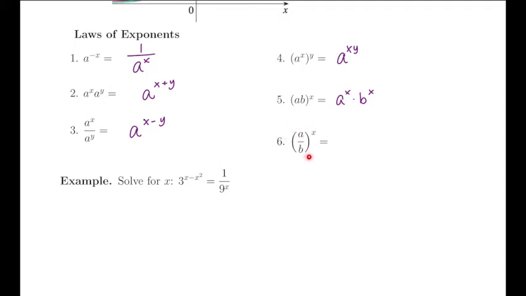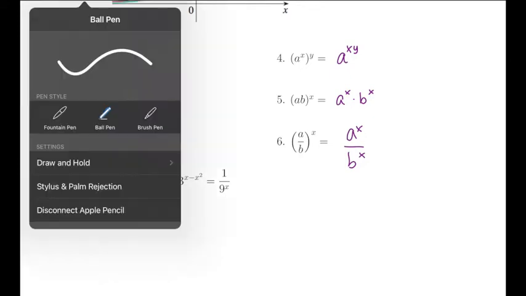And finally, similar idea here, you have a over b all to the power of x. Well, that x applies to a and b, so it's a to the x over b to the x. Now, knowing these laws of exponents, you should be able to do the following example. What I suggest is that you pause this video here and work on it yourself, and then when you're done, restart the video. But I'm going to go right ahead here.